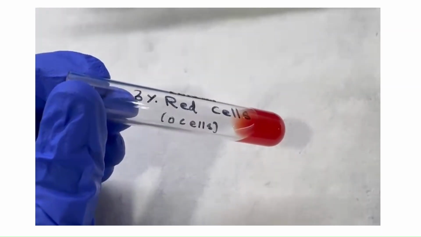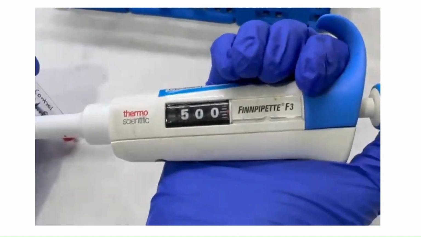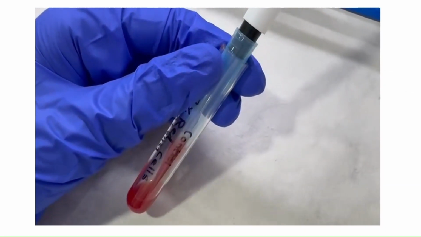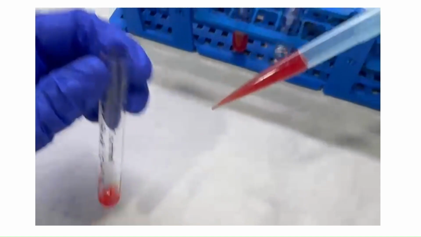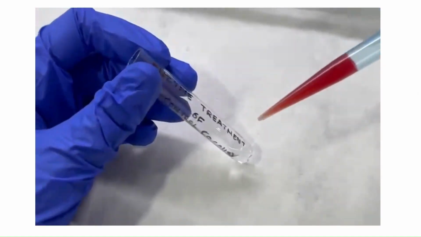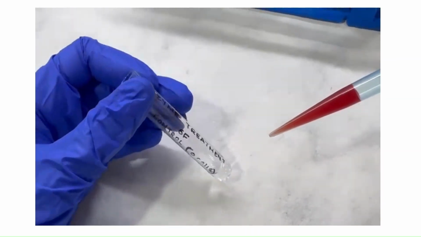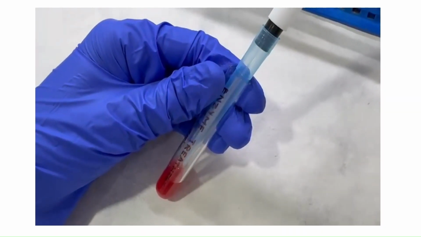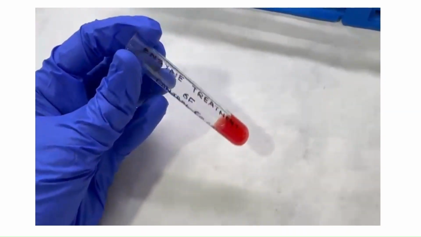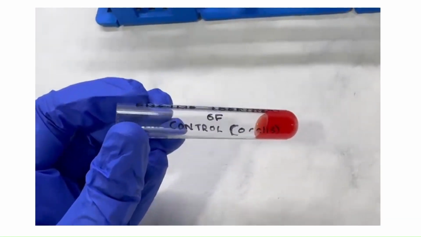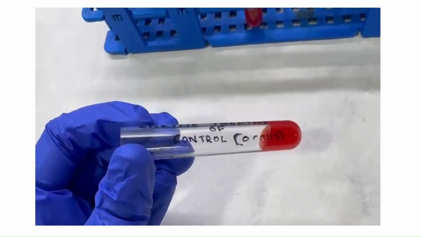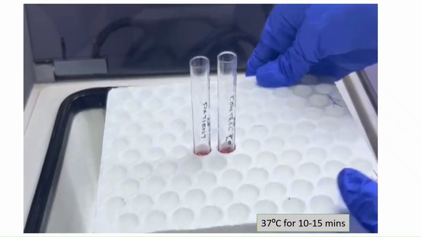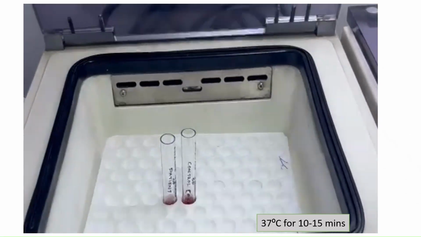Next, after changing the tips of the micropipette, 500 microliter of control, that is O red cells, is being taken now. And it is being added into the respective labeled test tube, that is enzyme treatment of control O cells. So this tube now contains 500 microliter of Ficin and 500 microliter of control O red cells. Now we have to incubate both the test tubes at 37 degrees Celsius for 10 to 15 minutes.